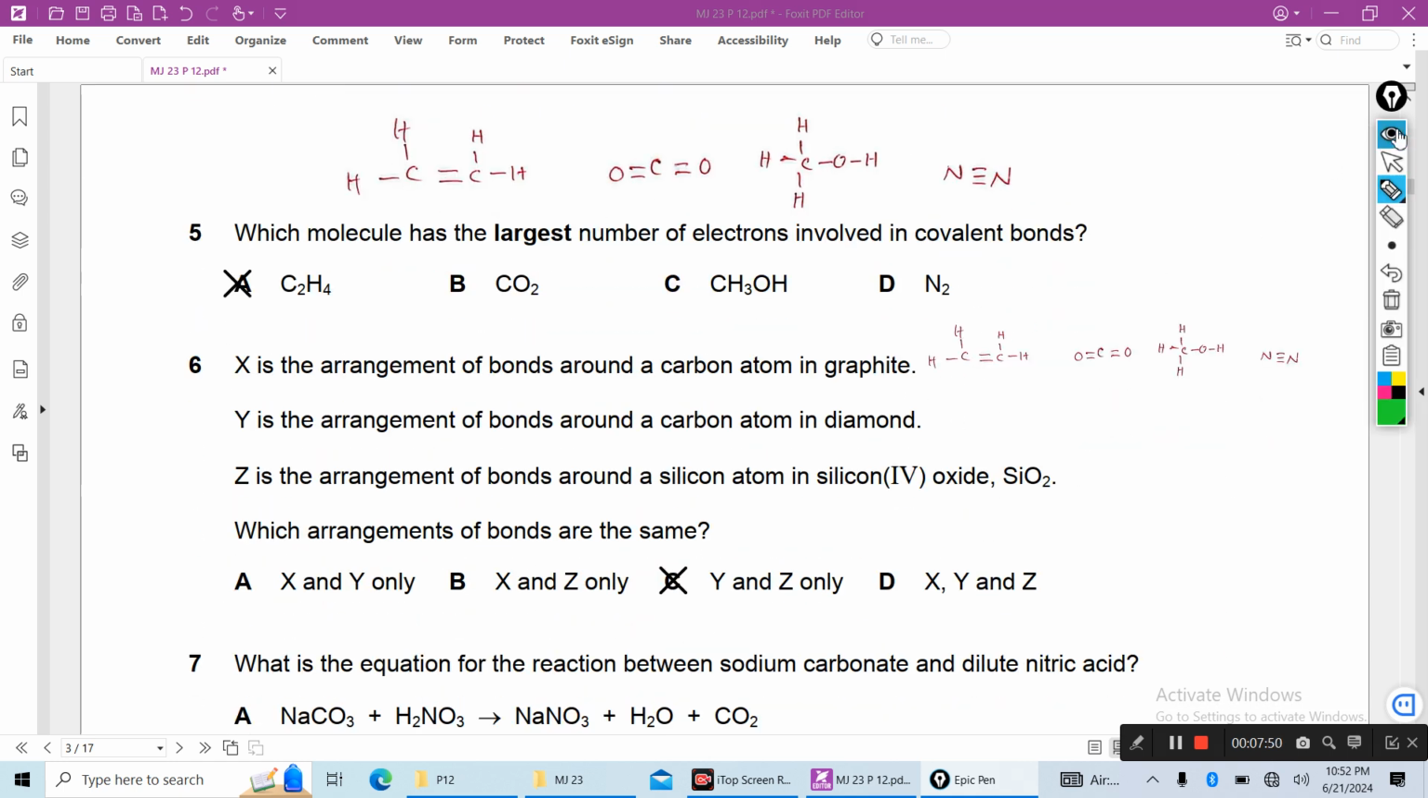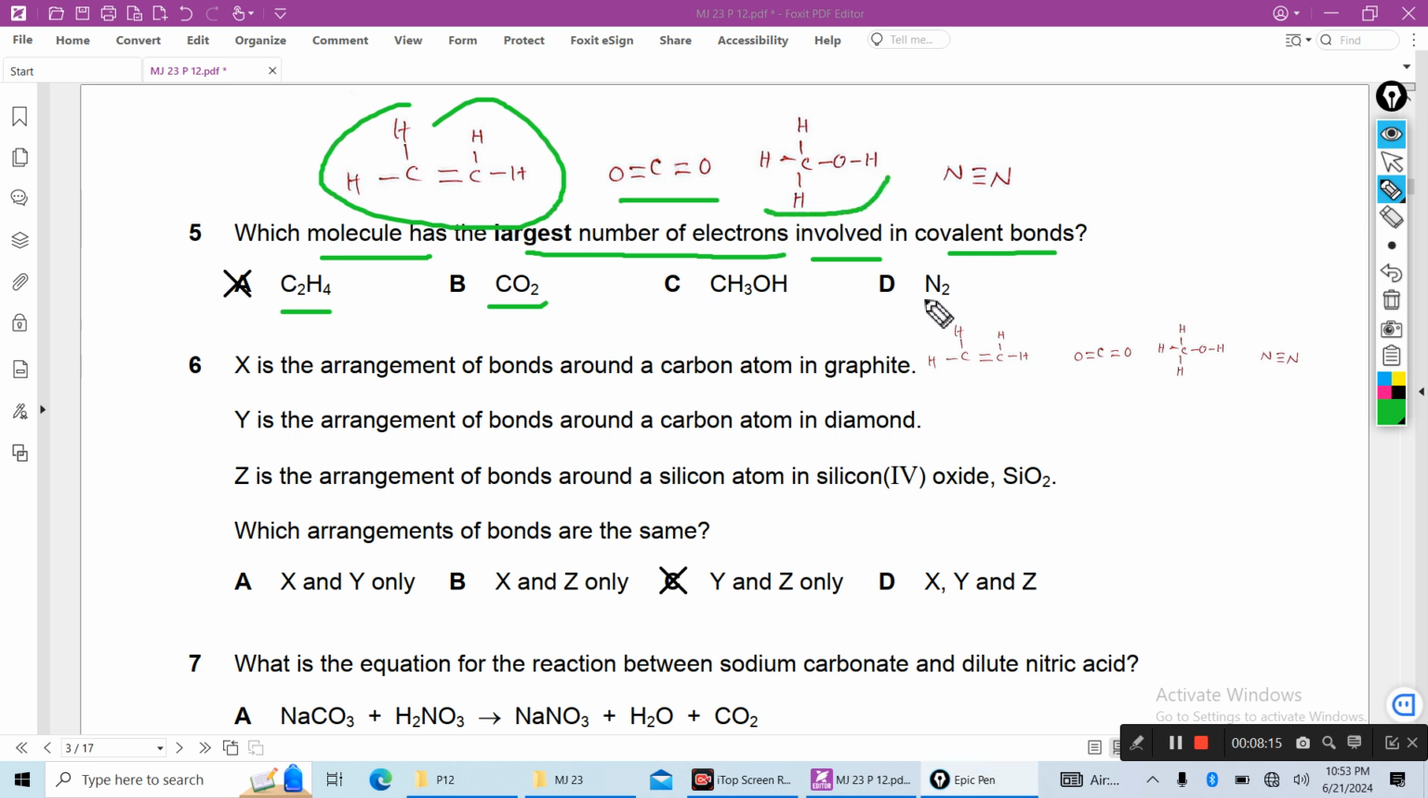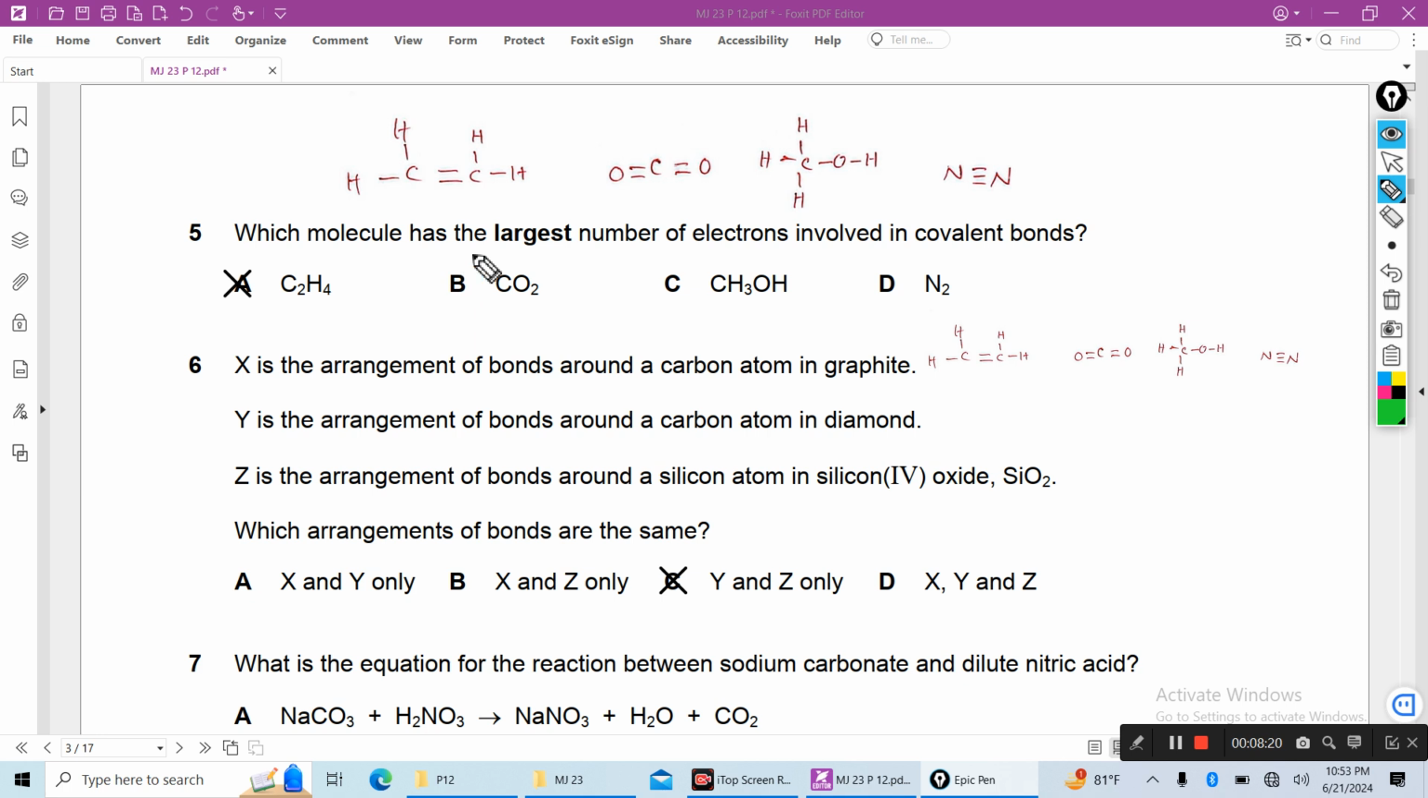Now number 5. Which molecule has the largest number of electrons involved in covalent bonds? You see, this is ethene, carbon dioxide, methanol displayed formula, nitrogen with a triple bond. The largest number of electrons involved in covalent bonds: the answer is ethene.